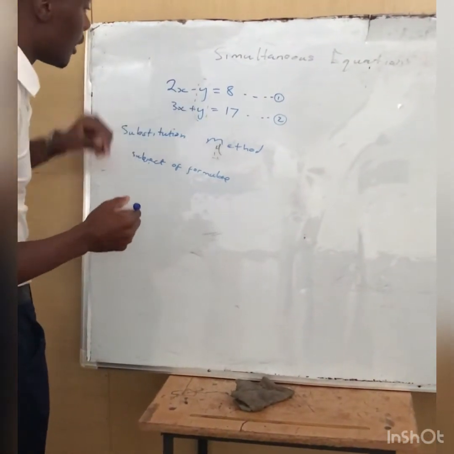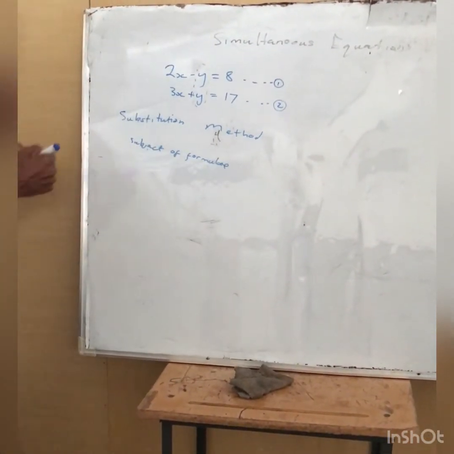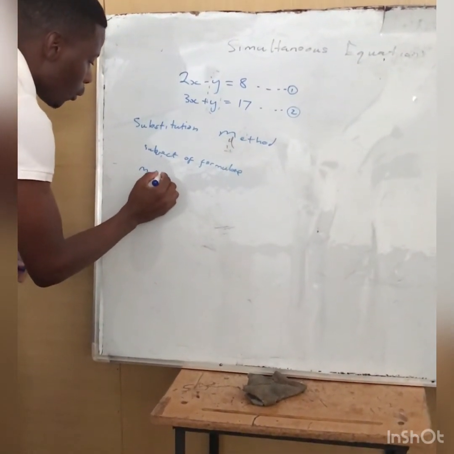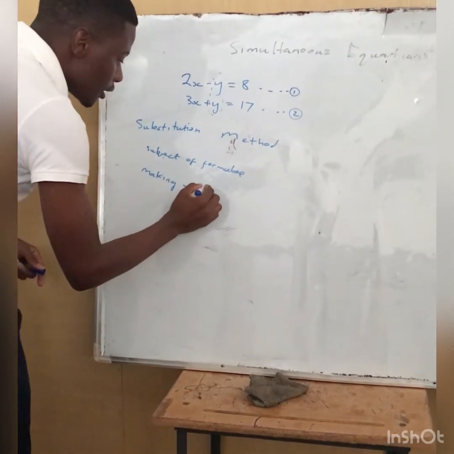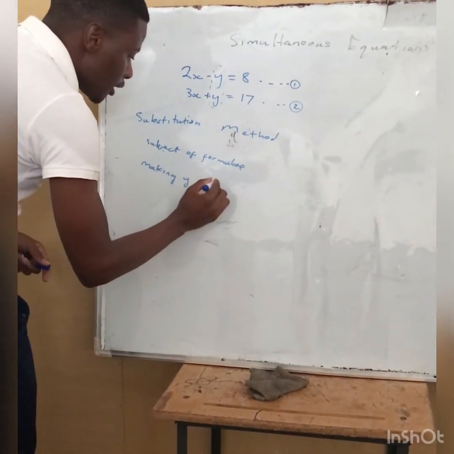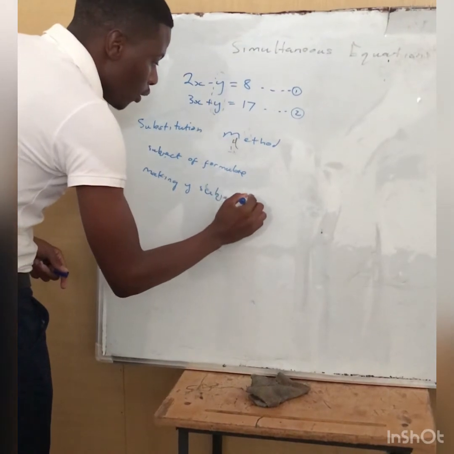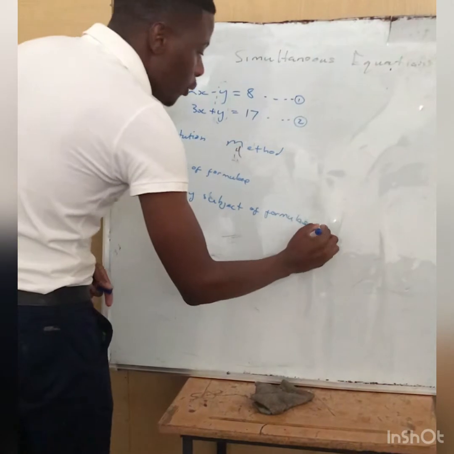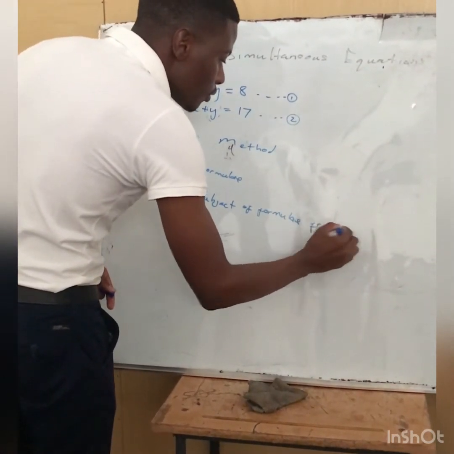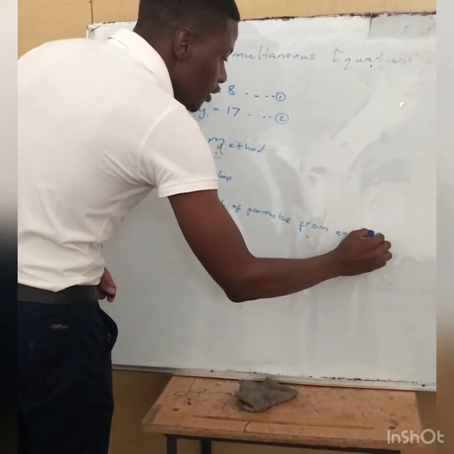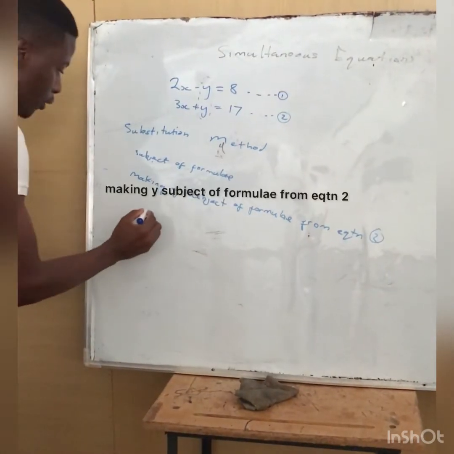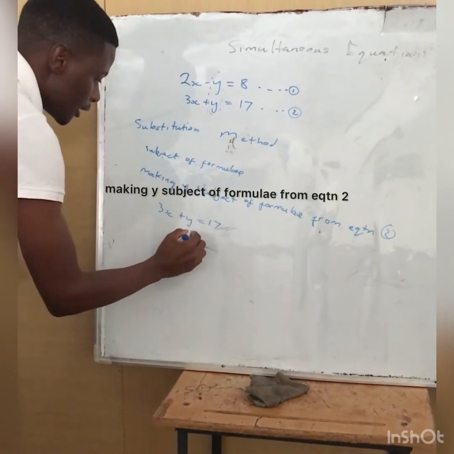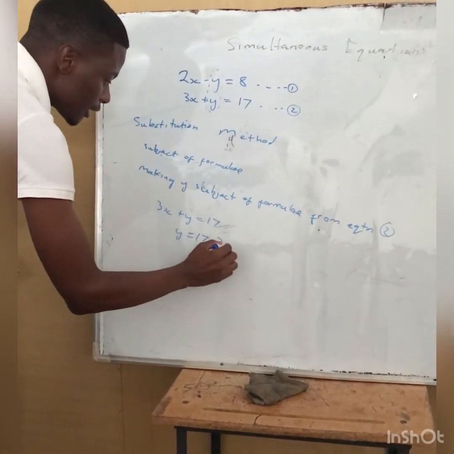So let me consider the second equation here. I'm making y subject of formula from equation 2. Therefore 3x plus y is equal to 17. Therefore, my y is simply 17 minus 3x.